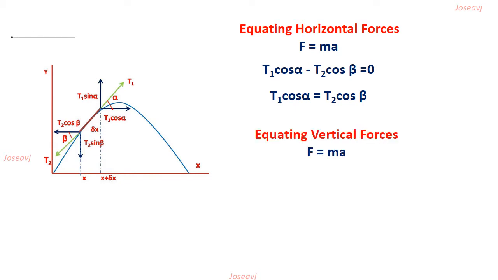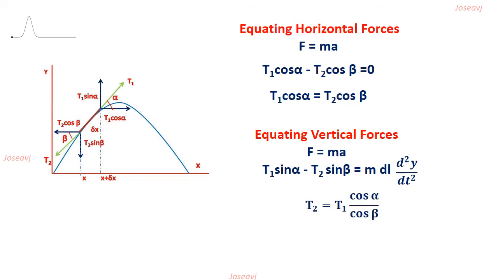Now we can equate the vertical force to the form F equal to ma. The vertical forces are T1 sin alpha and T2 sin beta. The difference in vertical forces, T1 sin alpha minus T2 sin beta, is equal to m dl into d squared y by dt square. m dl represents the mass of the elementary section. Now we know T1 cos alpha is equal to T2 cos beta, or T2 is equal to T1 into cos alpha divided by cos beta. When you substitute for T2, we get T1 sin alpha minus T1 cos alpha by cos beta into sin beta is equal to m dl d squared y by dt square.